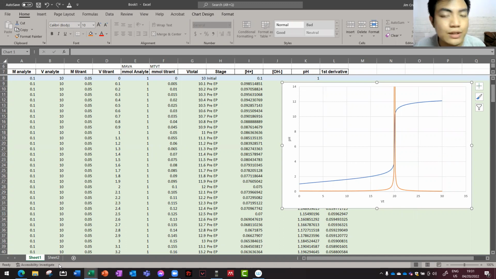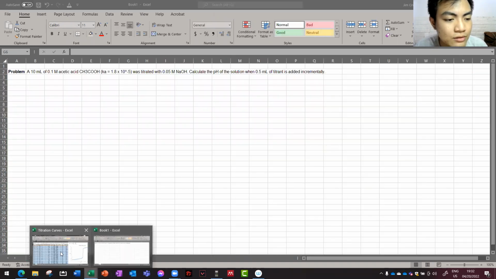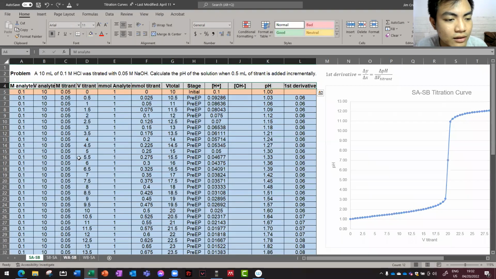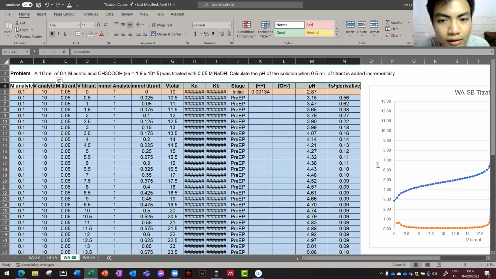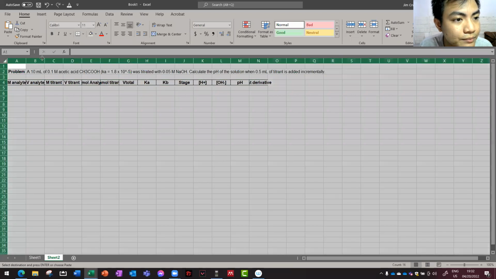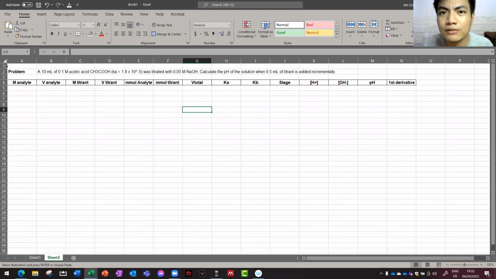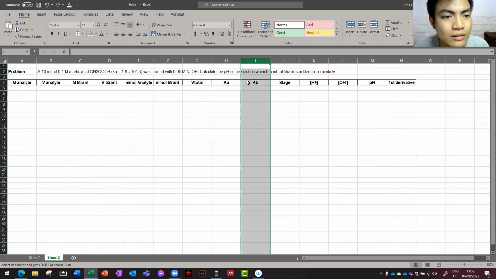So now I will share with you some tips when dealing with weak acids. Okay, so for dealing with weak acid, you just go to the original Excel file and then copy this one. Okay. So in dealing with weak acid or weak bases, you will have additional columns, the Ka and the Kb. Okay. So Ka and Kb have to be included because, you know, the equations require them.